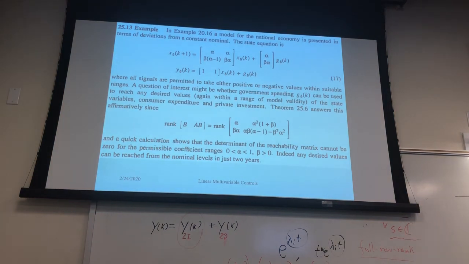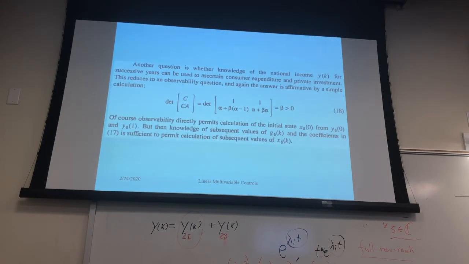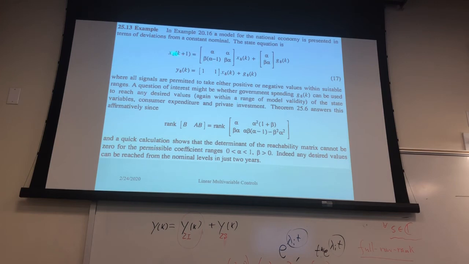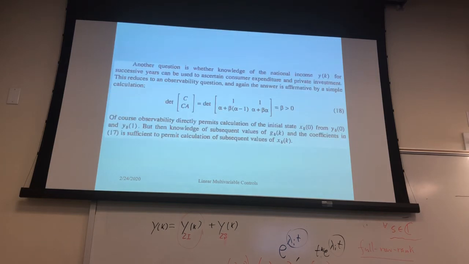So we have peace of mind. Yes, government can do it. It's controllable and it's reachable. Then, whether the knowledge of the national income, YK, added together, can be used: what is added together? Private investment and consumer expenditure add together to make the national income. So the national income Y for successive years can be used to ascertain the consumer expenditure and private investment. This actually amounts to answering a question of observability.